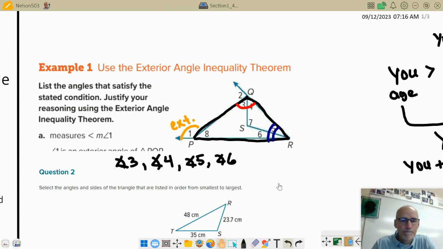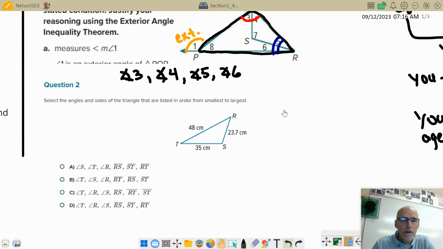Let's look at an easier problem. Question 2 on your homework, I think, looks something like this. It says, here's a triangle with 3 different side lengths. And they want you to select the angles and sides of the triangle that are listed in order from smallest to greatest, smallest to largest, okay? So, well, look at this. This is the smallest side. This is the medium side. This is the largest side.